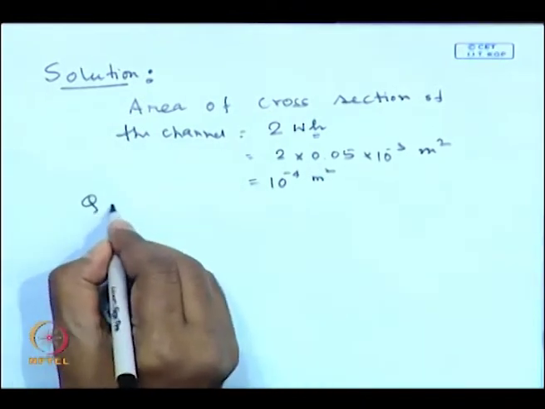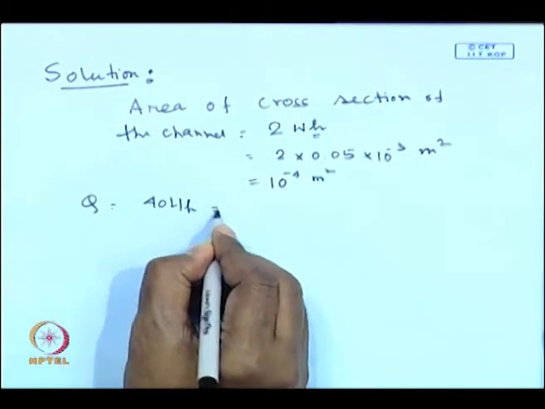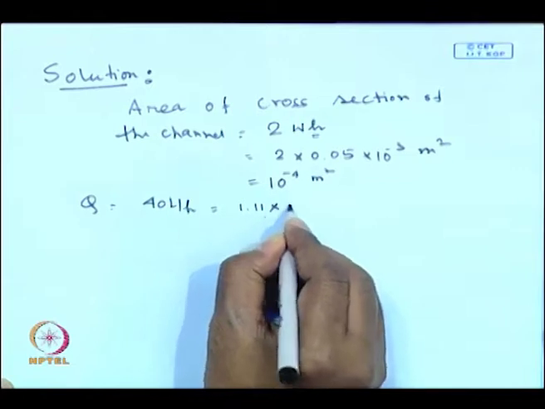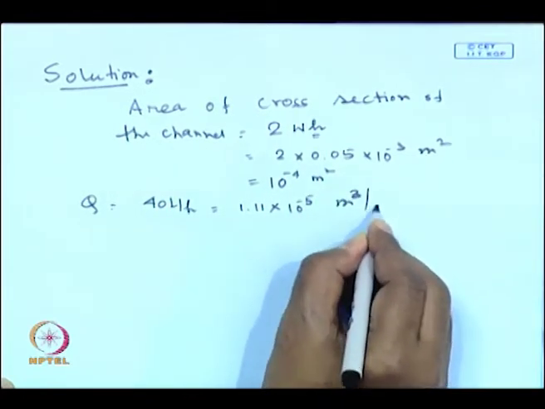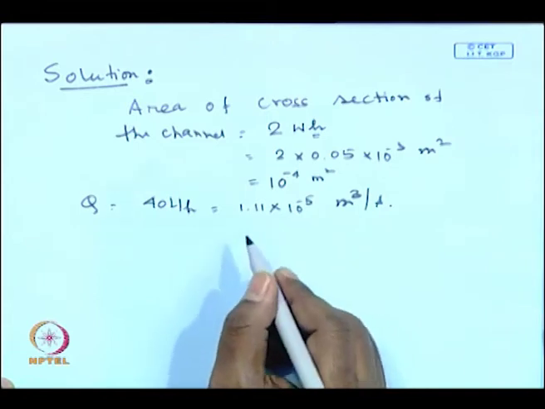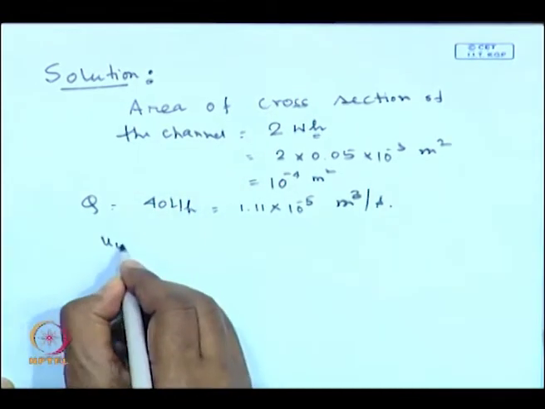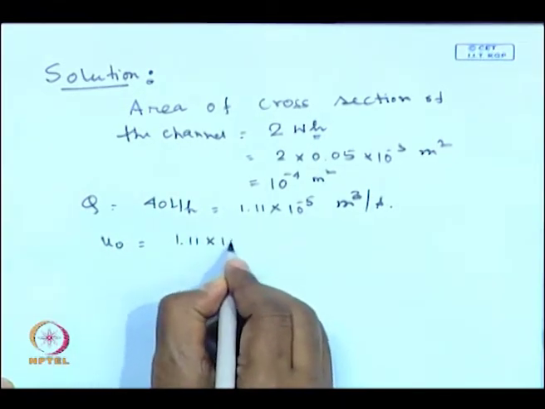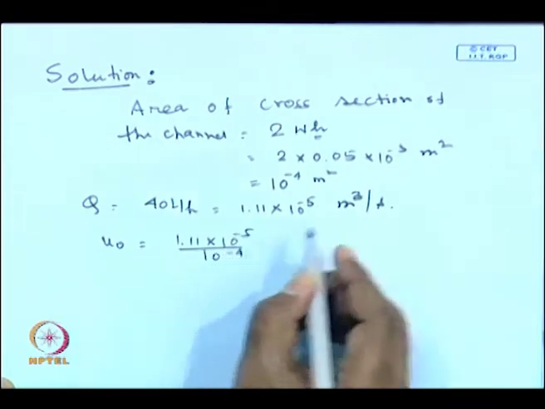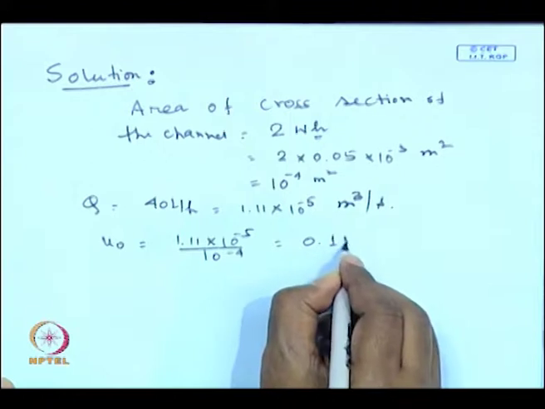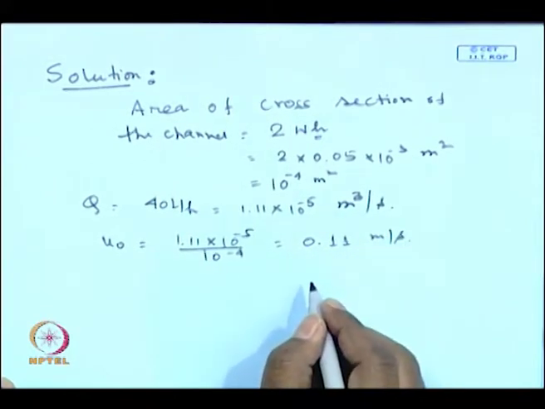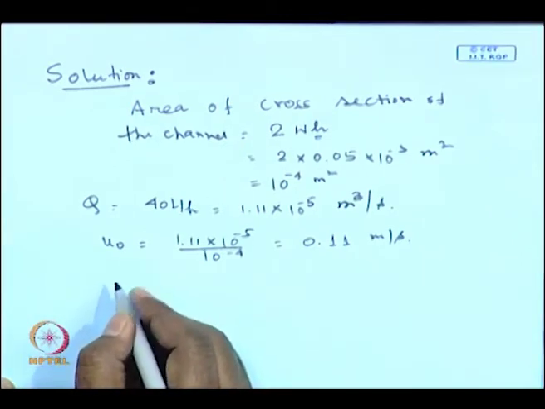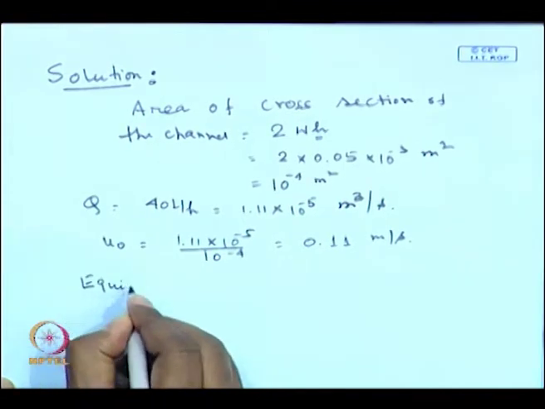Q is the flow rate, that is 40 liter per hour. If you convert the flow rate into meter cube per second, it turns out to be 1.11 into 10 to the power minus 5 meter cube per second. If you divide the flow rate by the cross sectional area, you will get the area averaged cross flow velocity. This will be 1.11 into 10 to the power minus 5 divided by 10 to the power minus 4, so 0.11 meter per second is the cross flow velocity. Now, the Reynolds number will be defined on the equivalent diameter, so you should calculate the equivalent diameter.